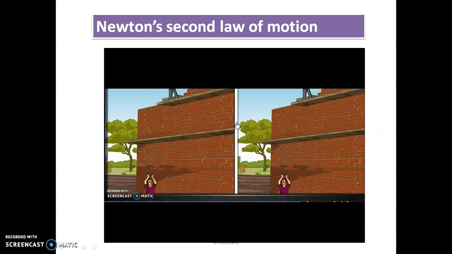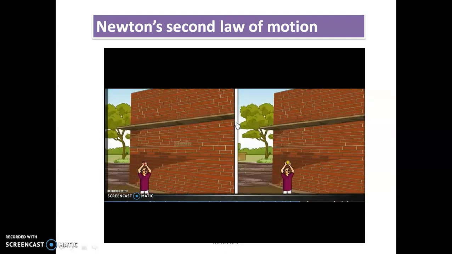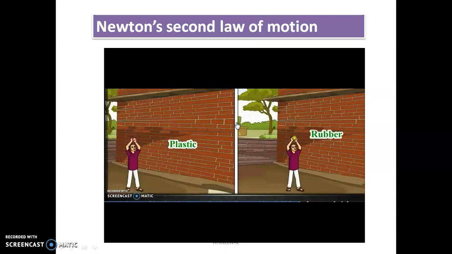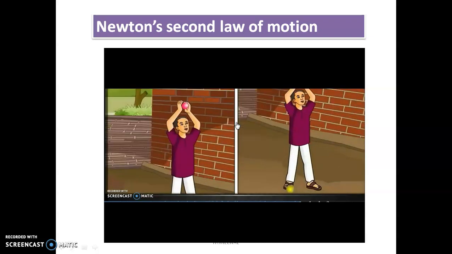A. 1. Ask your friend to drop one plastic and one rubber ball from the same height. 2. You catch the balls. Which ball was easier to catch and why?